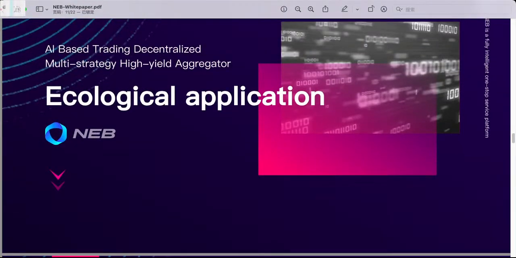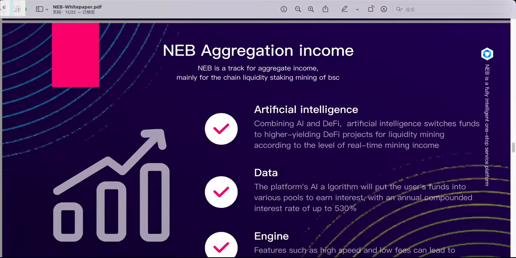So for the next part, we will talk about the ecological application. Because the DeFi NEB is an aggregator, it is driven with AI, and also driven with some data, and it also has an automatic engine for the whole project. So for our investors, it's very important to know these three components of the DeFi NEB aggregator.